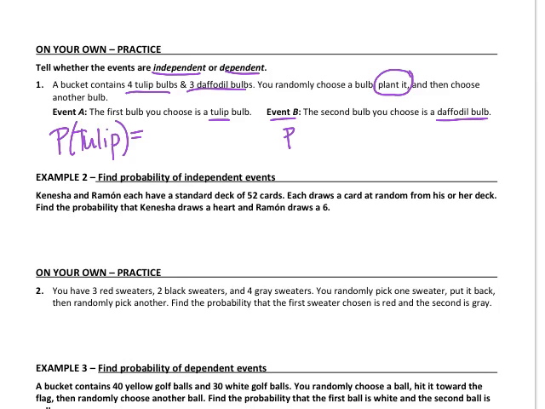Well, what's the probability that you choose a daffodil bulb after you've already chosen a tulip bulb? Remember, you are not going to put the first one back because you are planting it, so that reduces the number of total bulbs you have left. So I'd like you to tell whether this is independent or dependent, and then I'd also like you to find the probability of each of these events, please.